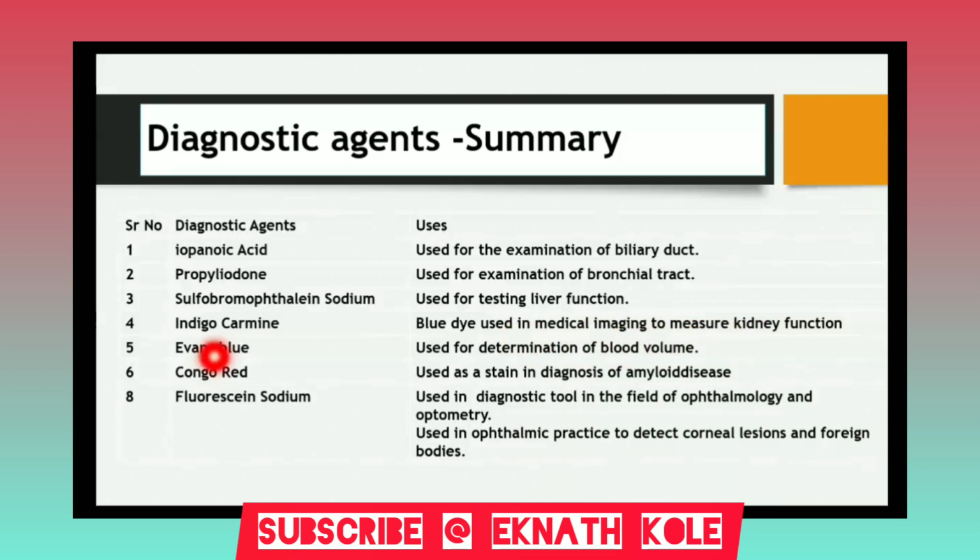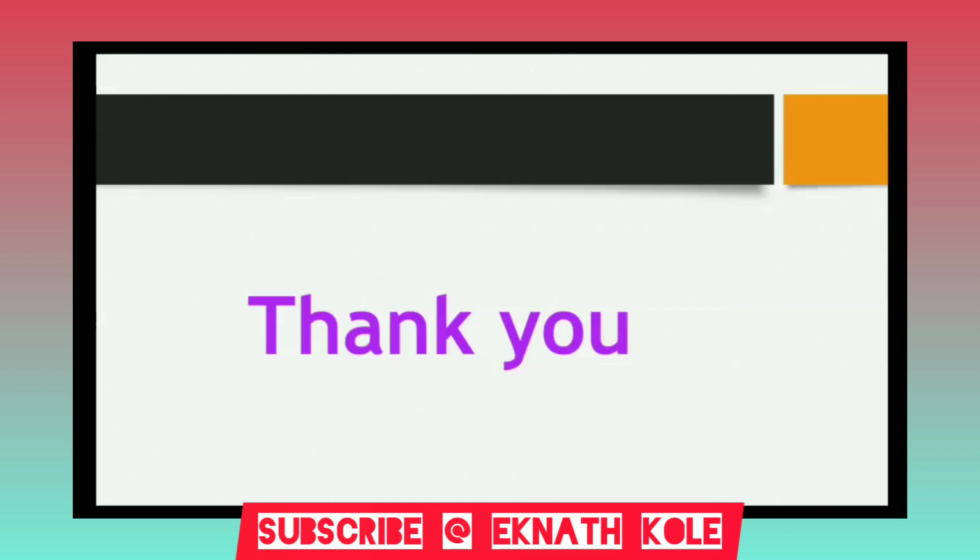Then Evans blue, used for the determination of blood volume. Congo red, used as a stain in the diagnosis of amyloid disease. Then fluorescein sodium, used as a diagnostic tool in the field of ophthalmology and optometry. It is also used in ophthalmic practice to detect corneal lesions and foreign bodies in the eyes. So this is all about the important uses of the diagnostic agents.